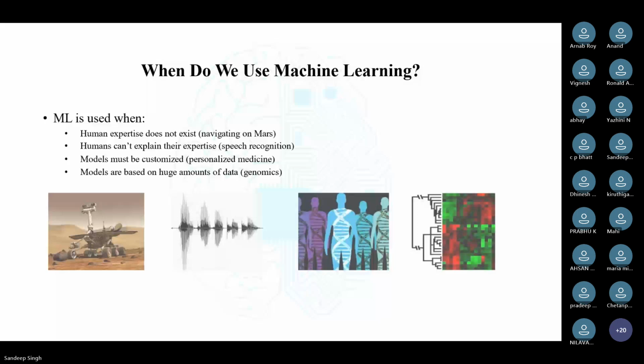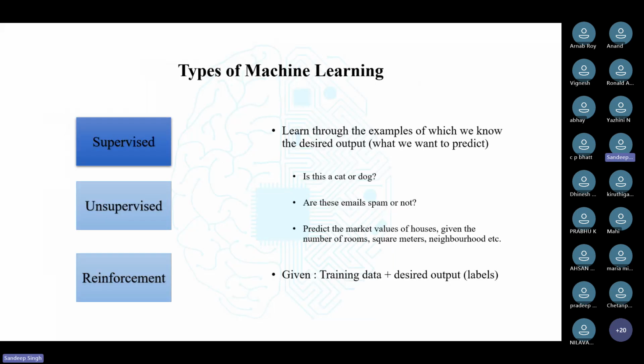After learning, you give a new problem to the system, and it will try to solve it based on the knowledge acquired from that experience. Examples of supervised learning are when we want to classify whether it is a dog or a cat, whether emails are spam or not, or predict the market value of a house based on the number of rooms, the square meter area, and the neighborhood.